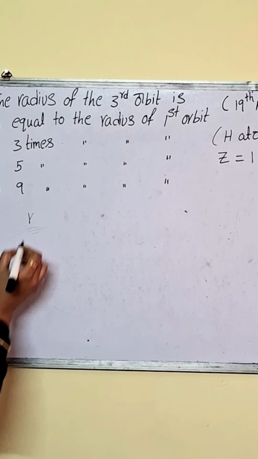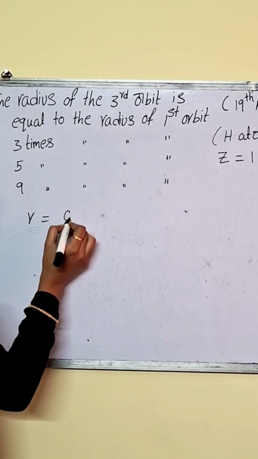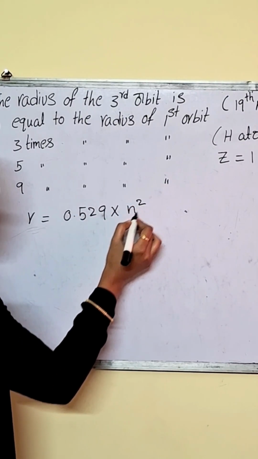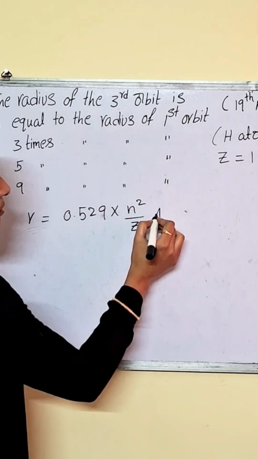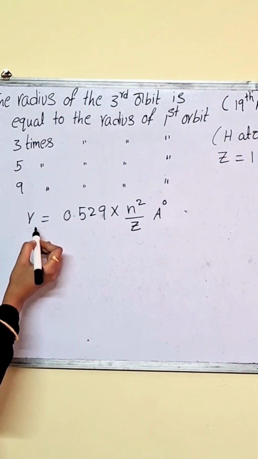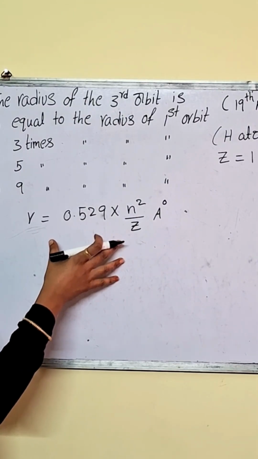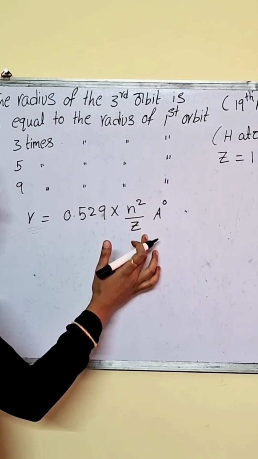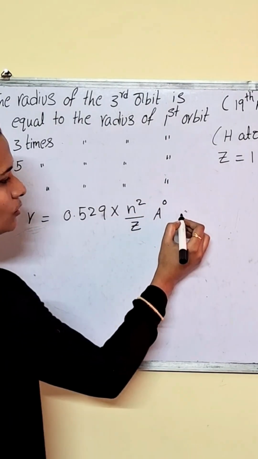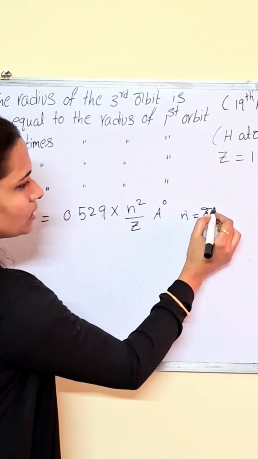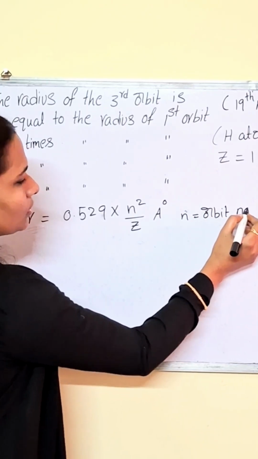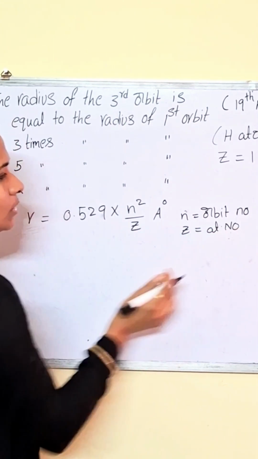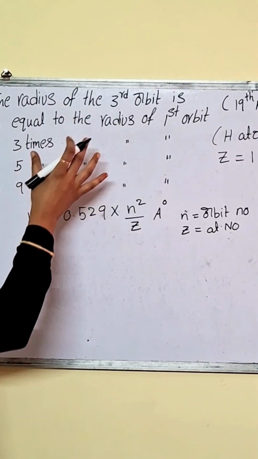We already know the formula: radius equal to 0.529 into n square by z. The units are angstroms. This is the general formula for the radius of the nth orbit. Radius equal to 0.529 into n square by z angstroms. Here n is the orbit number and z is the atomic number. This is the formula we have to use in this question.